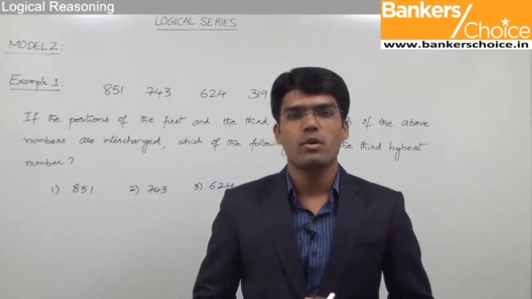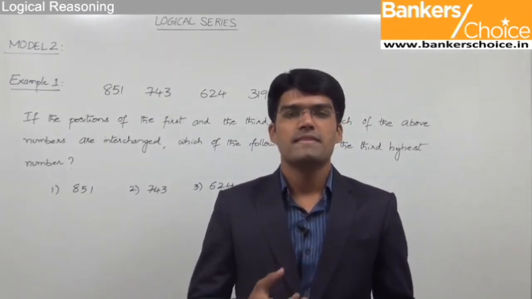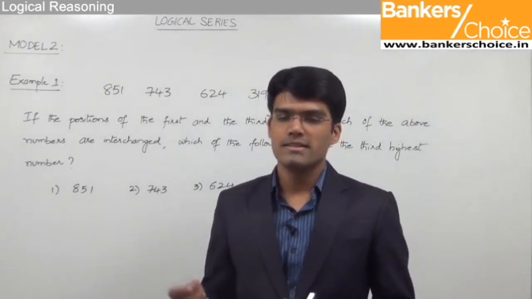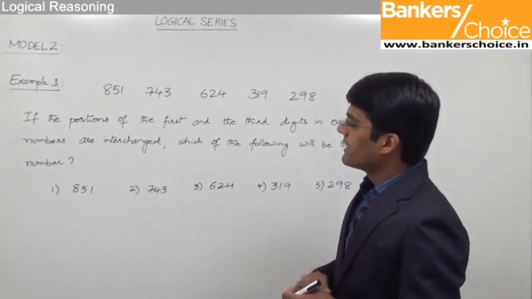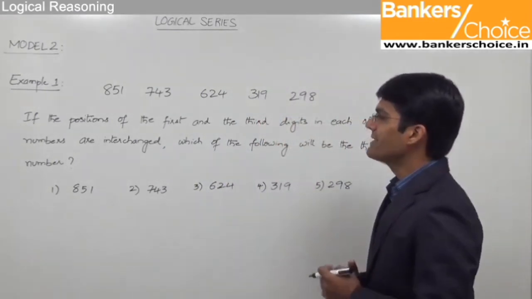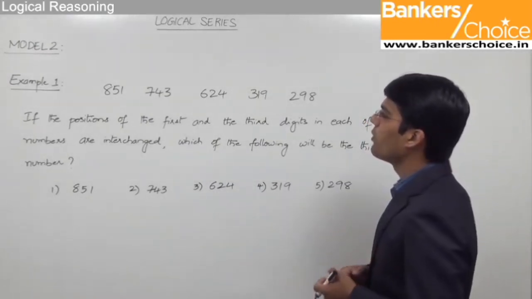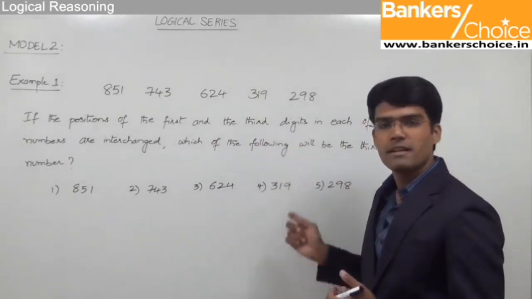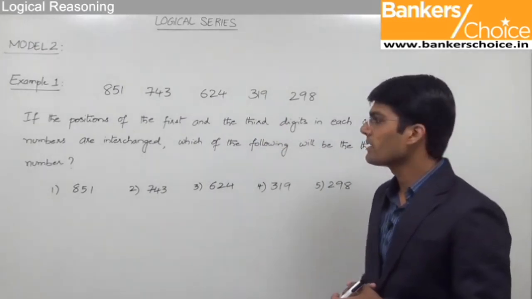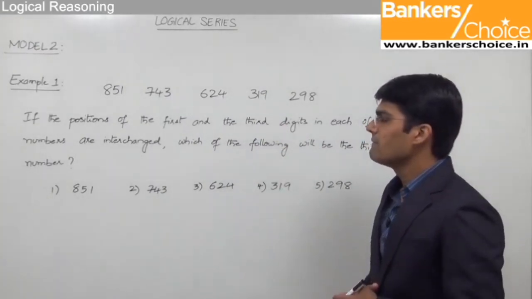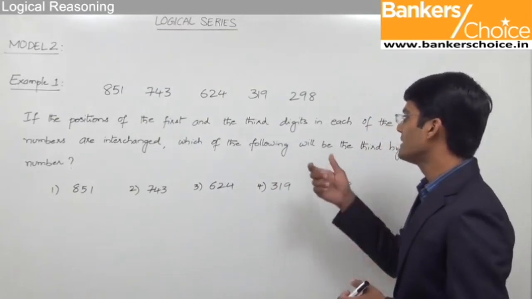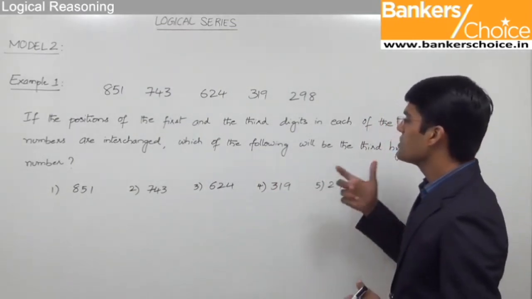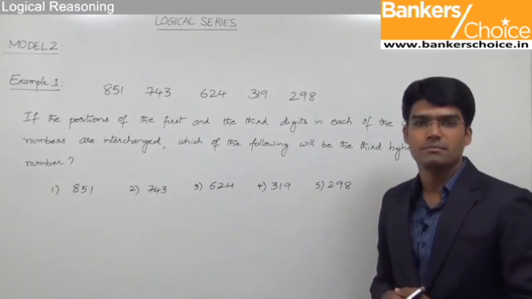Let us now take the second model from logical series, where a series of 3-digit numbers are given to us followed by a question. Let us look at the example here. The numbers given are 851, 743, 624, 319 and 298. So as you can see, there are 5 3-digit numbers given in the question. And the question here is, if the positions of the first and the third digits in each of the above numbers are interchanged, then which of the following will be the third highest number?